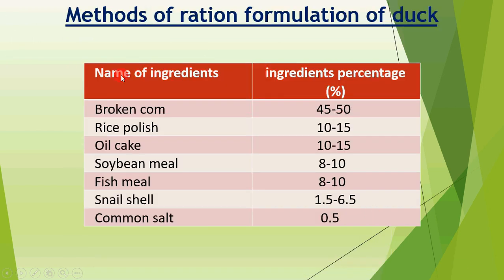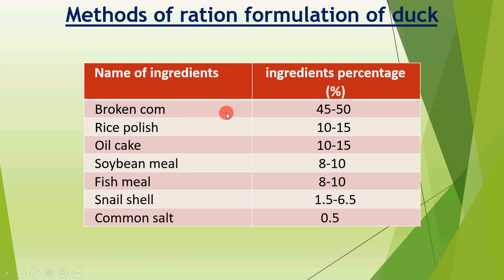This is the method of ration formation of duck. That means you can make a ration for a duck. The ingredients will be this, and the ingredient percentage will be this. Like broken corn, 45 to 50 percent, rice polish, 10 to 15%, oil cake, 10 to 15%, soybean meal, 8 to 10%, and snail, common salt. You have to think about the nutrients as well. Mix up the nutrients. Do not just give broken corn every day.